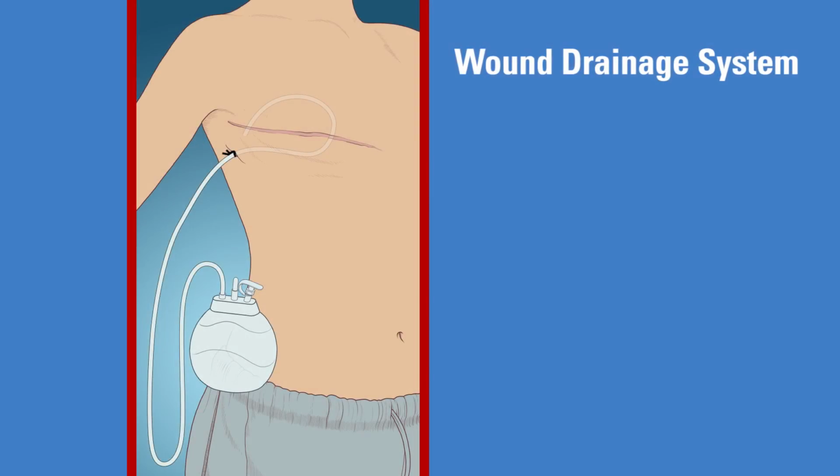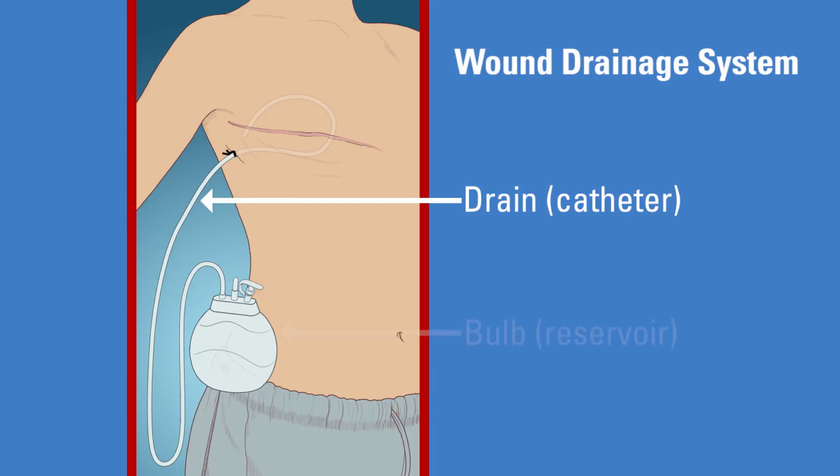Your wound drainage system consists of tubing, also called a catheter or drain, and a reservoir at the bottom of the tube, also called a bulb. Throughout this video, the wound catheter is referred to as the drain and the reservoir as the bulb.